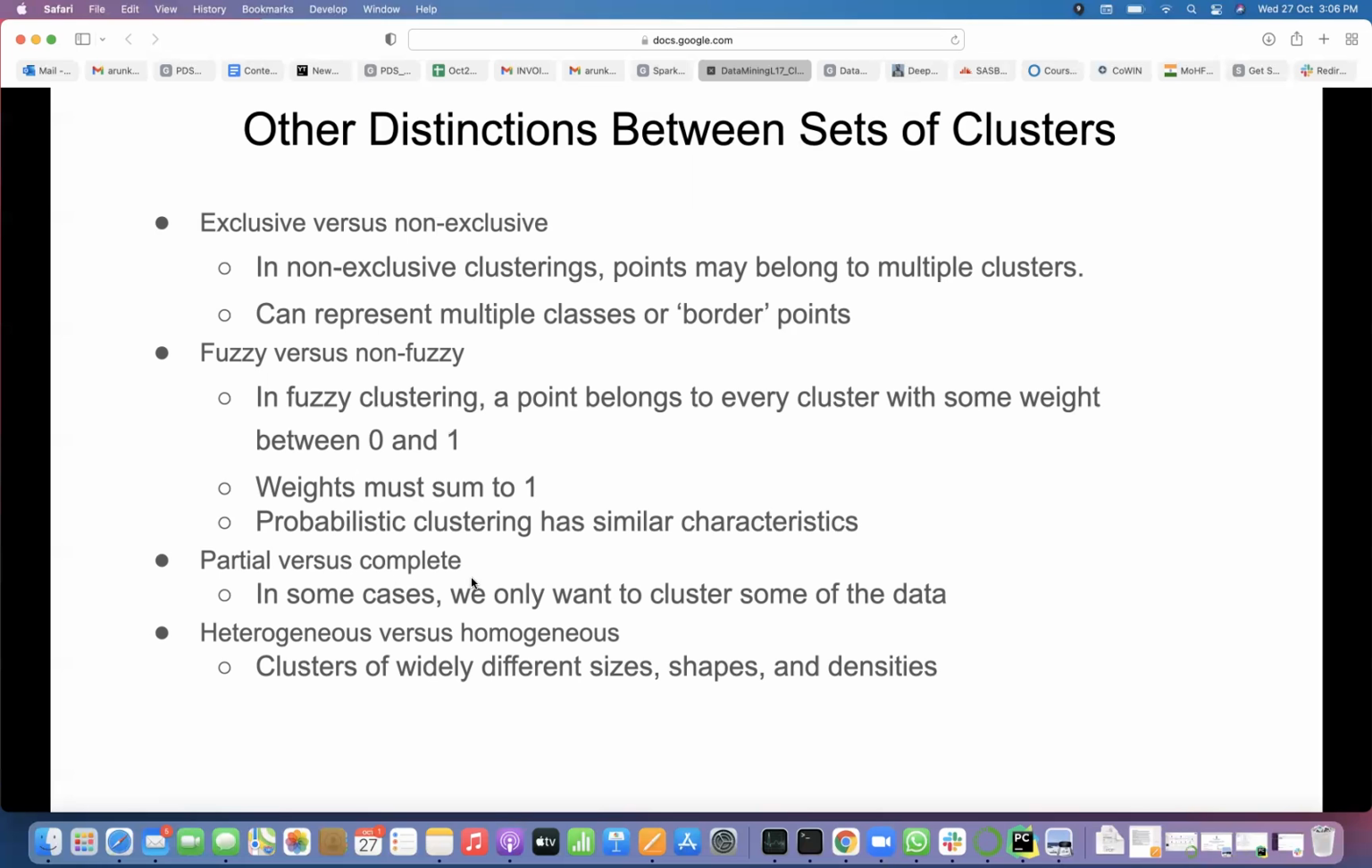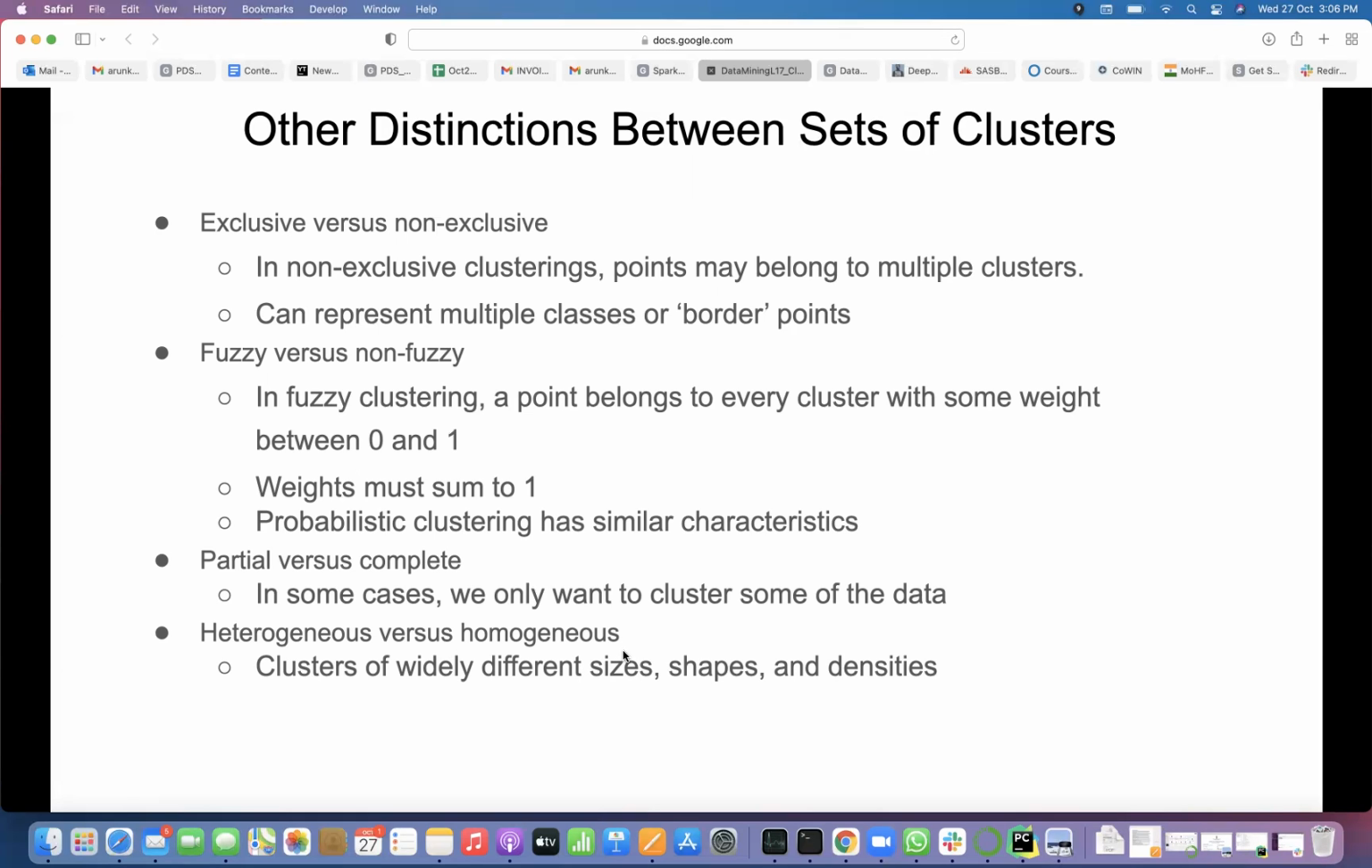So partial versus complete, this is another difference between clusters. In some cases, we only want to cluster some of the data. If you do not want to cluster some of the points, it's okay. If they are outliers, then it is called partial clustering. If you want to assign each element to clusters, it is called complete clustering.